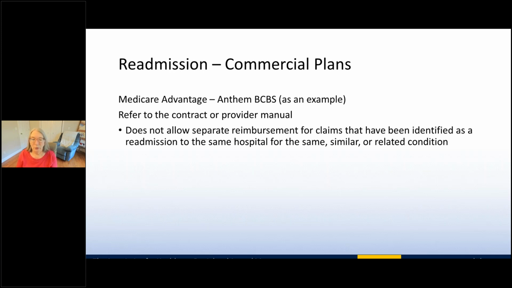Typically what the commercial payers will do is look at the two admissions, and if they are for same, similar, or related conditions, they'll pay one DRG for those two admissions. Usually they'll pay the higher weighted DRG. But again, it's going to be payer plan specific, and it could even be contract specific.